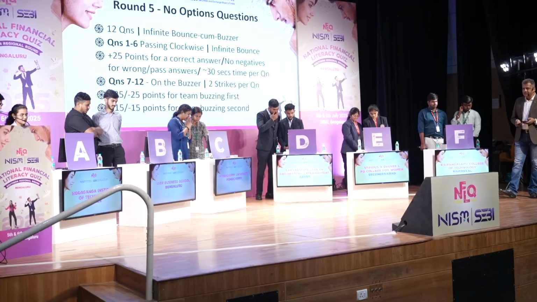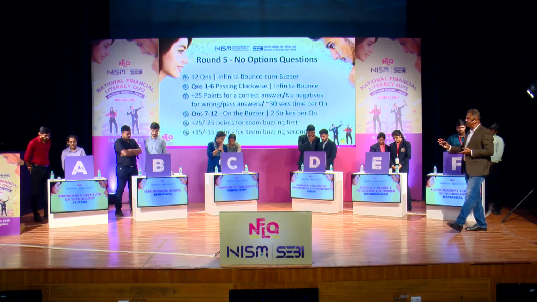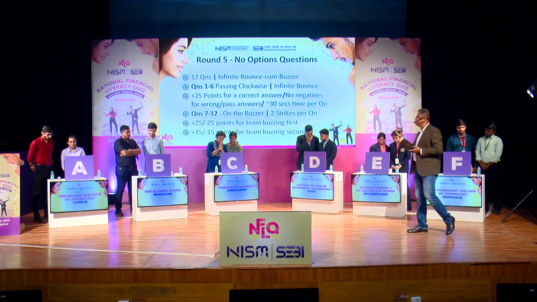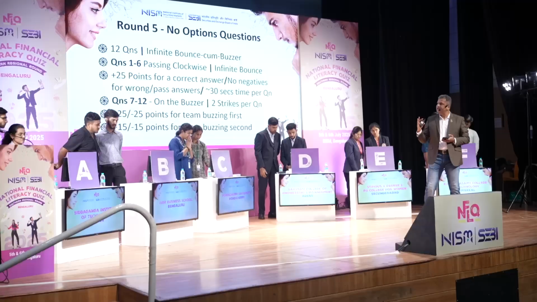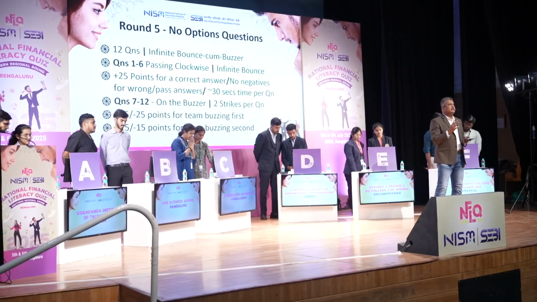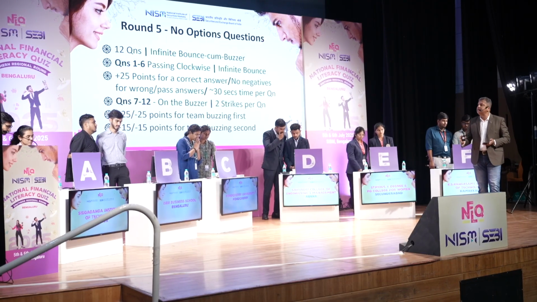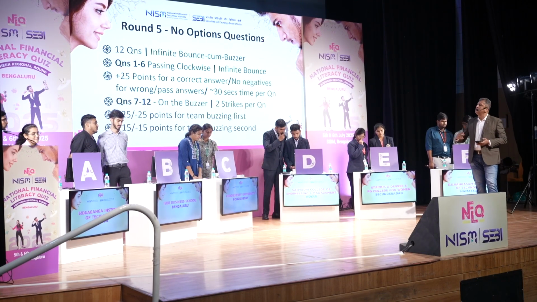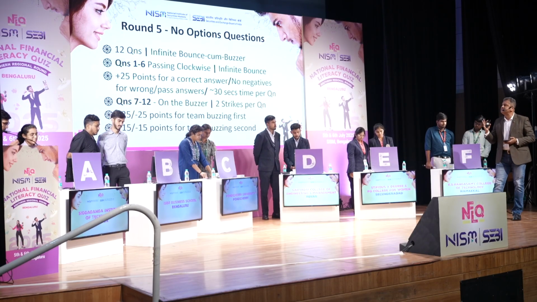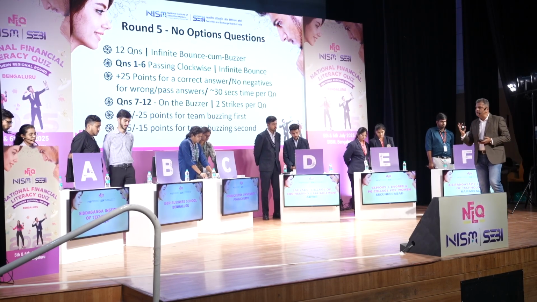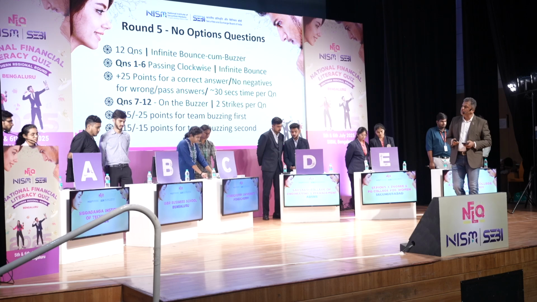These are your rules. 12 questions. The first 6 will start with team A and go clockwise. Plus 25 for getting it right. No negatives for getting it wrong. 30 seconds thinking time on the direct. No thinking time on the pass. Questions 7 to 12 are on the buzzer. We will come to that when we finish the 6th question. For now, team A, let me ask you your question.